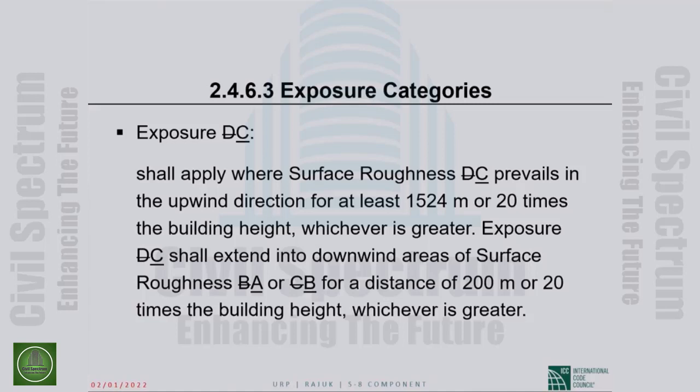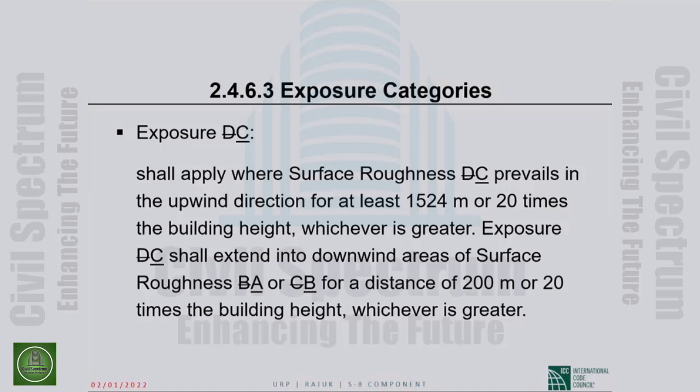Exposure C in a way is pretty messed up. So exposure C shall apply where surface roughness C prevails in the upwind direction for at least 1524 meters or 20 times the building height, whichever is greater. Up to that, there is no problem. This is how A was defined. Okay? So you have surface roughness C for a certain distance in the upwind direction, always upwind.